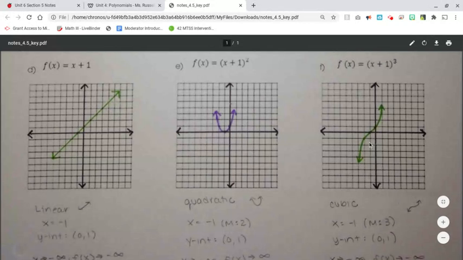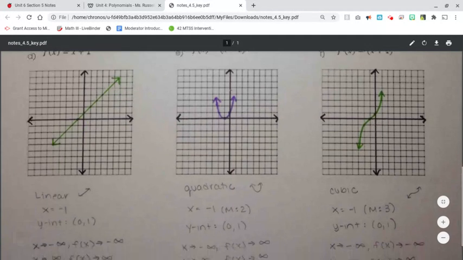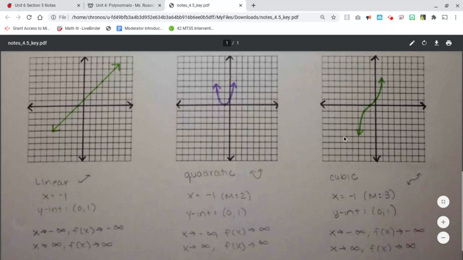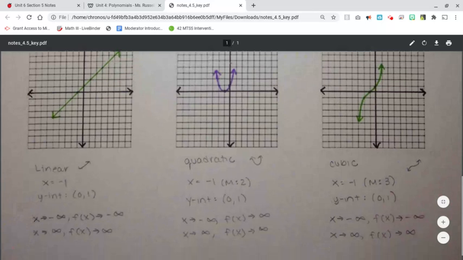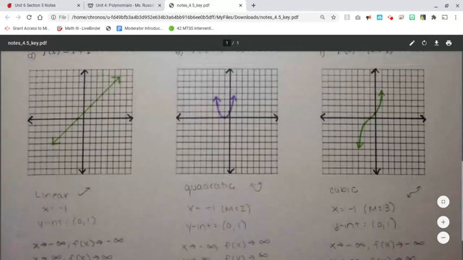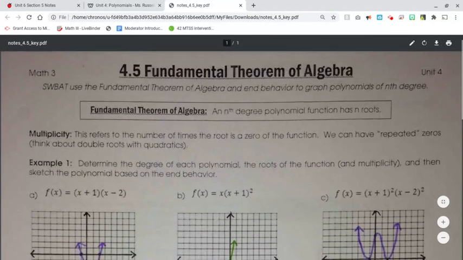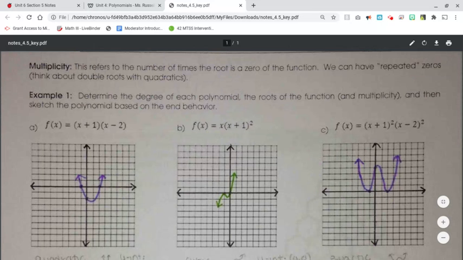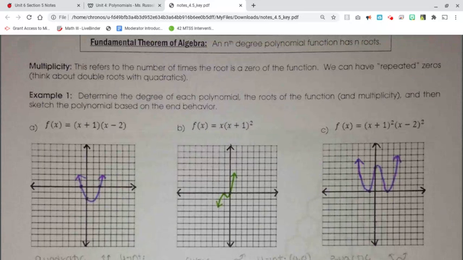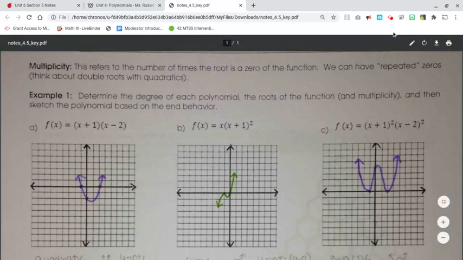The y-intercept, where it crosses the y-axis, is (0, 1). And if you look at the graph, as x goes to the left to negative infinity, y will continue to go down to negative infinity. And as x goes to the right to positive infinity, y will continue to go up to positive infinity. And these are your notes and graphs today for polynomial functions and the fundamental theorem of algebra, which just says you have as many zeros as the degree of your function.